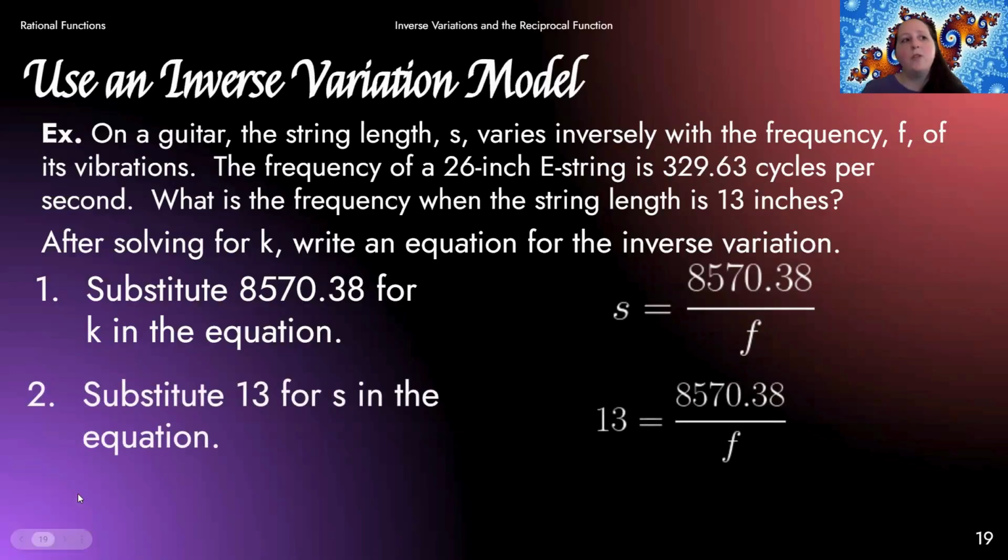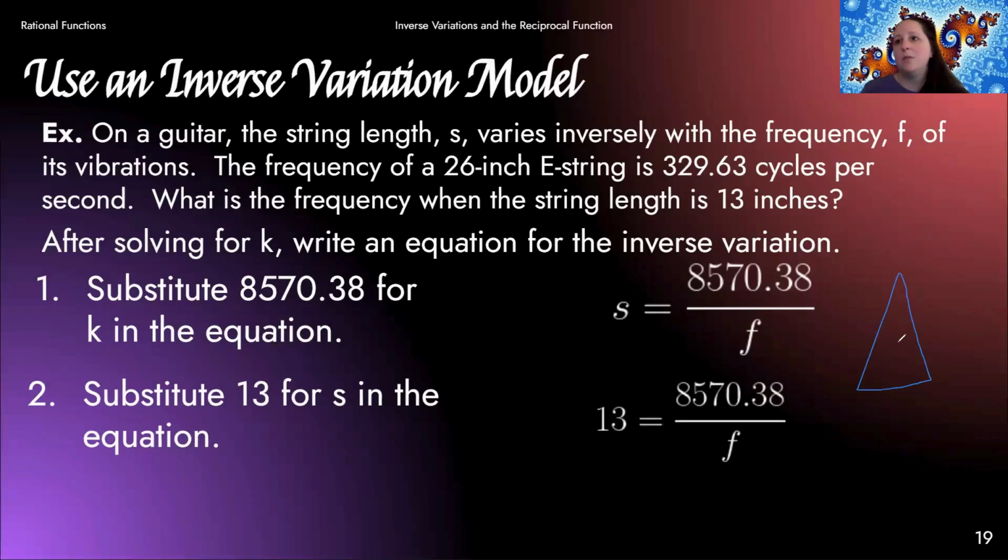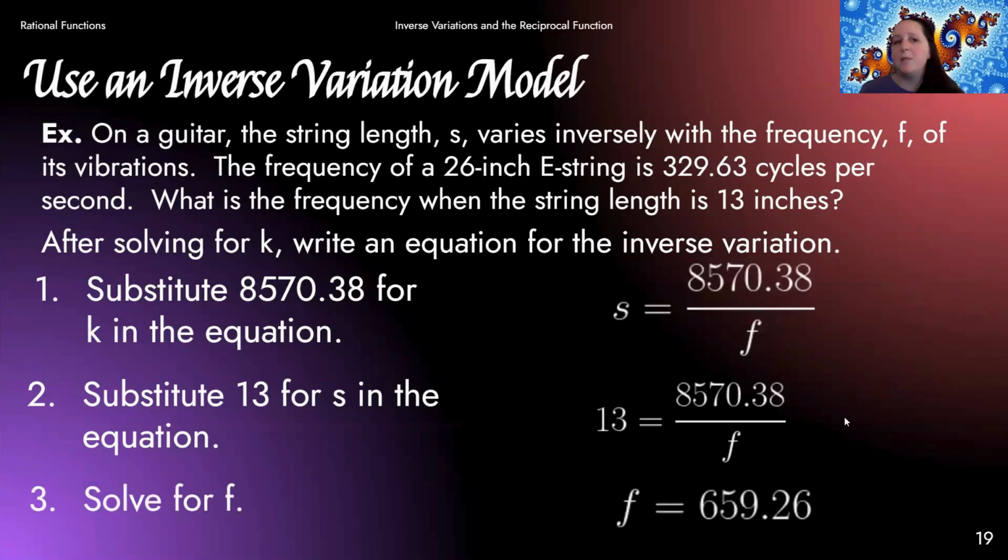This is the other point where the triangle can come in really handy. So if I have this triangle, right now I'm dividing k by F, but in order to get F by itself, I would just divide k by S. So I'm going to take 8,570.38 divided by 13, and that's going to give me my value for my frequency, which is 659.26.